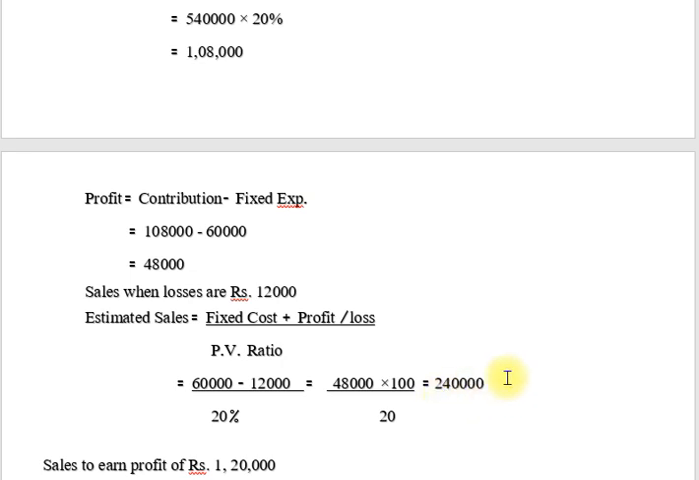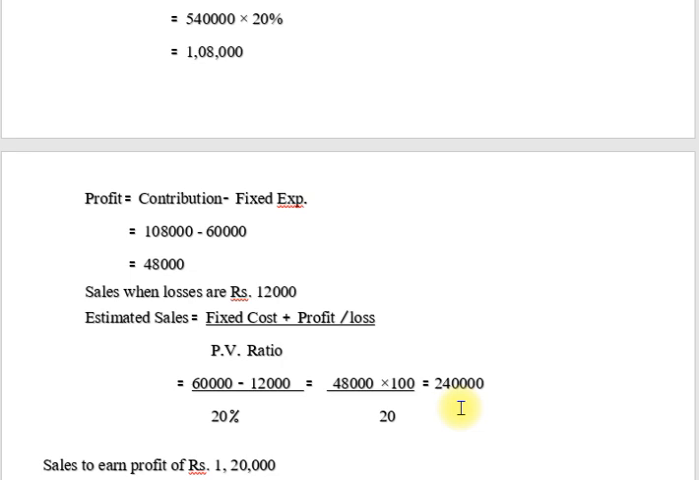So friends, the sales when losses are rupees 12,000 means that when we made sales of rupees 2 lakh 40,000, then we made a loss of rupees 12,000. When we made 2 lakh 40,000 sales, the result is a loss of 12,000 rupees.